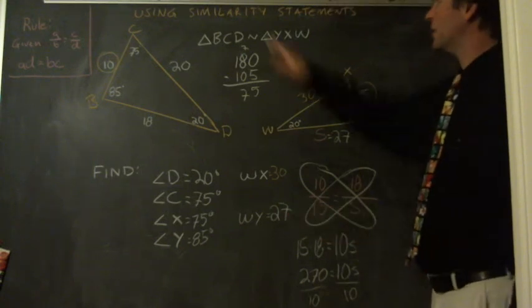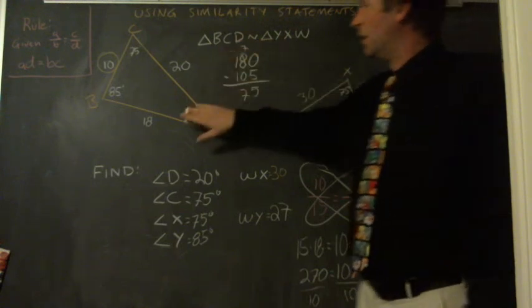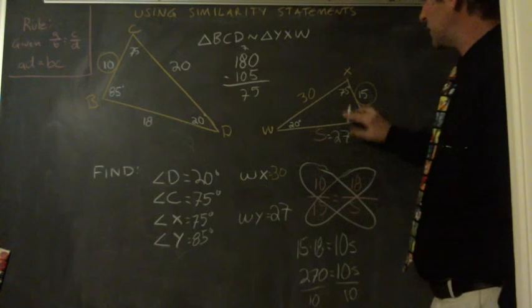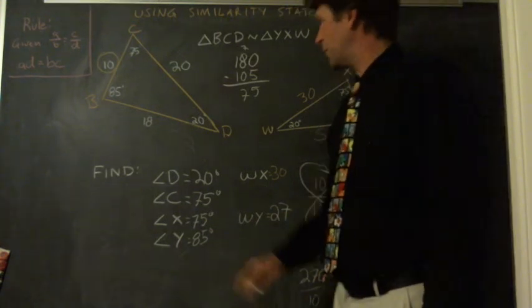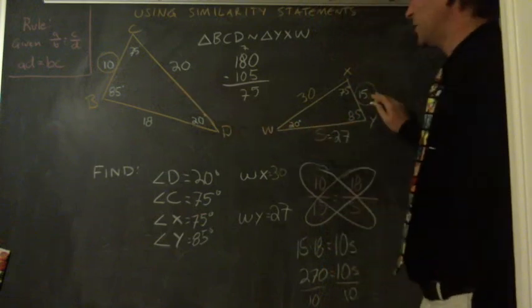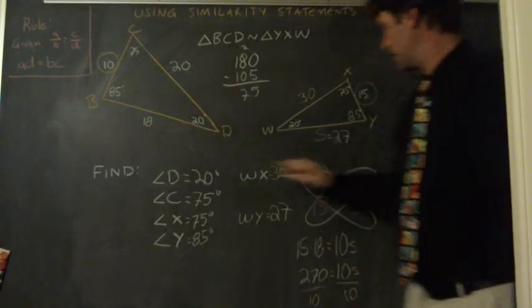So we use similarity statements. One similarity statement that told us that all the angles in one triangle would be the same as the angles in the other triangle, and all the sides would be in the same proportion. 10 to 15 is the same as 20 to 30, is the same as 18 to 27.